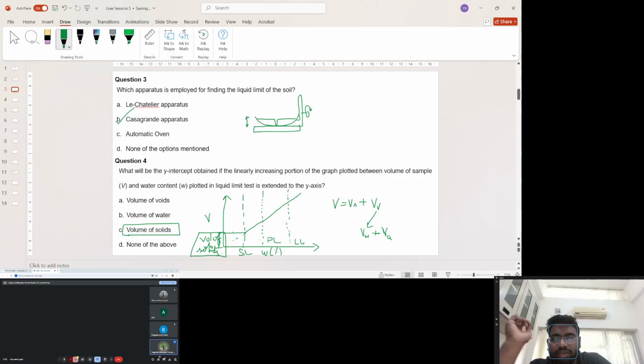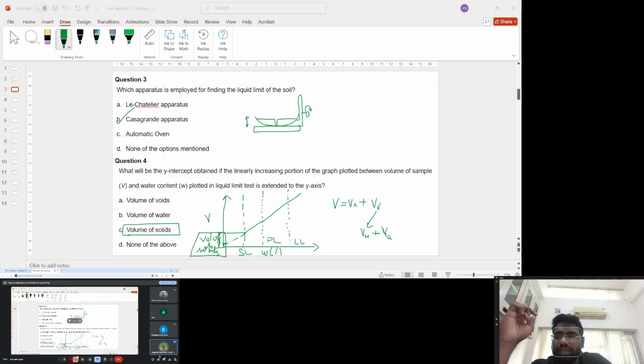When you extend it, it will not exactly become zero. There will be a minimum point, which is actually the volume of solids. Thank you for correcting it. It's okay, just make a correction in that.